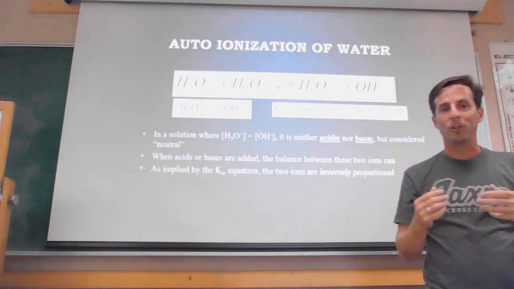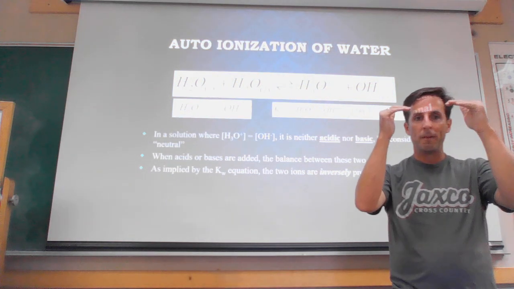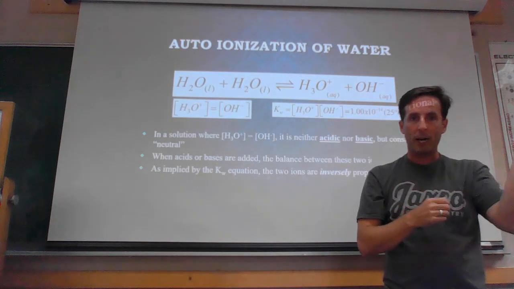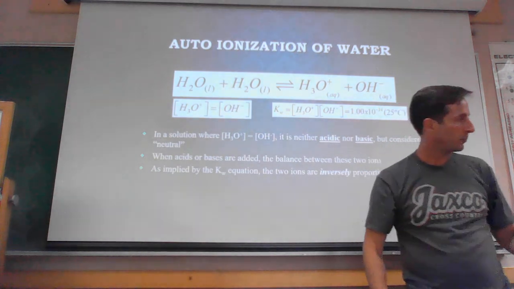You could never have a solution where both of them go up. Because if they both go up, when I multiply them together, it won't equal K anymore. All right?